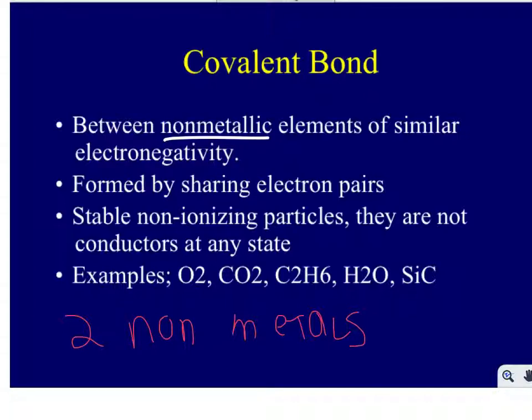You'll be asked to determine if a compound is ionic or covalent. Look at where your atoms are located. Again, metal and non-metal means it's ionic. 2 non-metals means it's covalent.